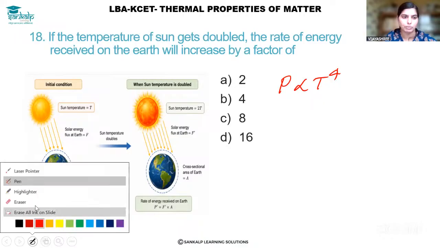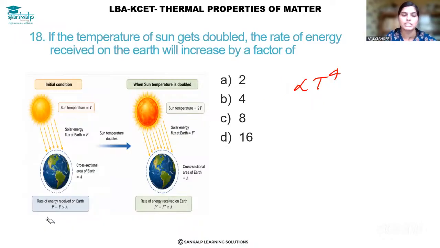Or I will take E instead of P. E means energy, radiation energy. E is directly proportional to T to the power 4. This is the Stefan-Boltzmann law, mathematical form. Okay. So what we are given, if the temperature of the sun gets doubled.